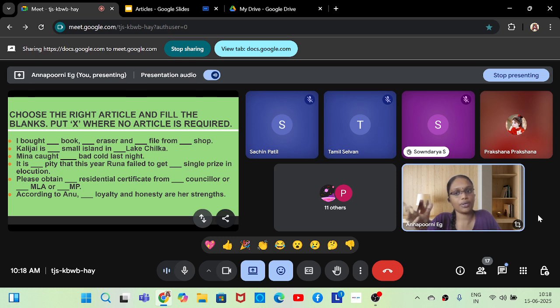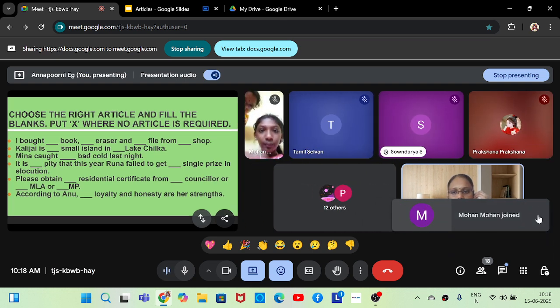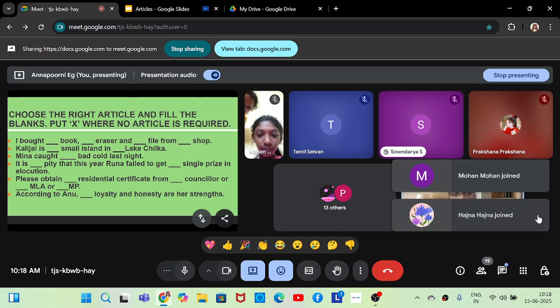Ma'am, it's particularly the name of a lake. The name of the lake is Chilka. So you don't have to add any article. That's why in the question I have given, choose the right article and fill in the blanks. If no article is required, put X. You don't have to say X because you are answering orally. So you can simply skip the article. So Kalijai is a small island in Lake Chilka.